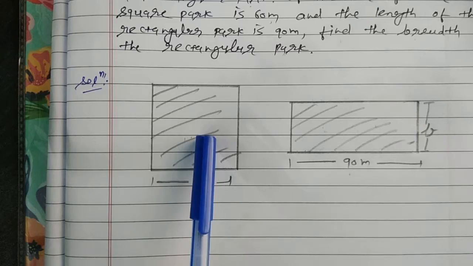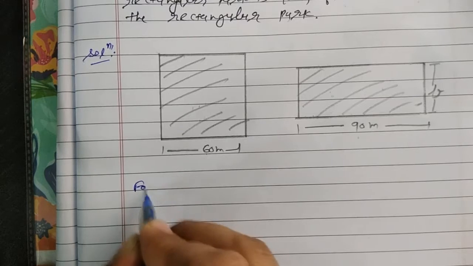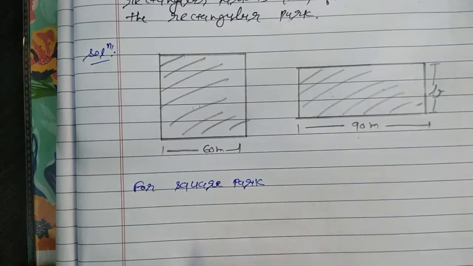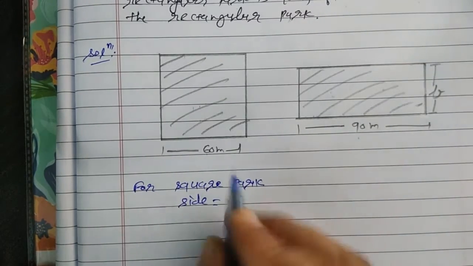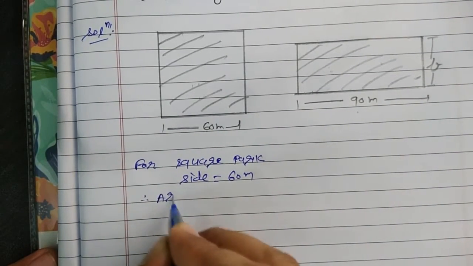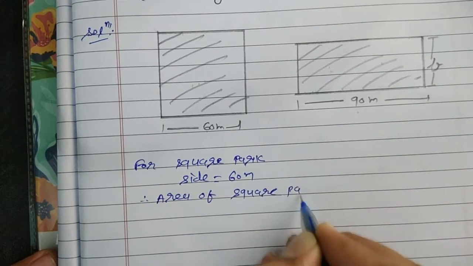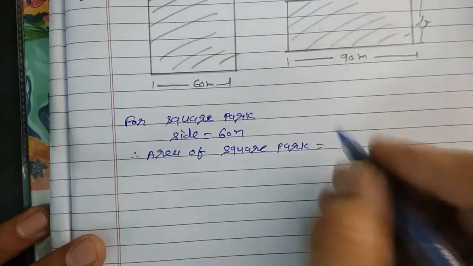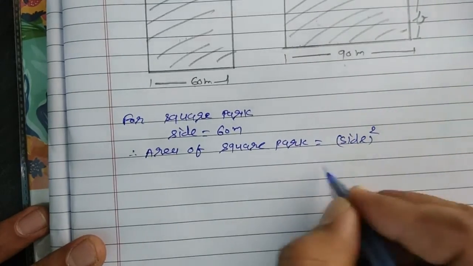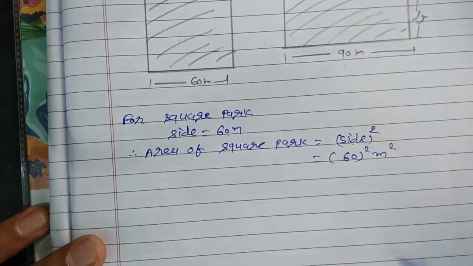So first of all, for a square we will find the area of a square as we have the measure of the side. So here for the square park, the measure is given, the side is 60 meter, so therefore the area of the square park is equal to side square, that is equal to 60 square, and the unit will be meter square.